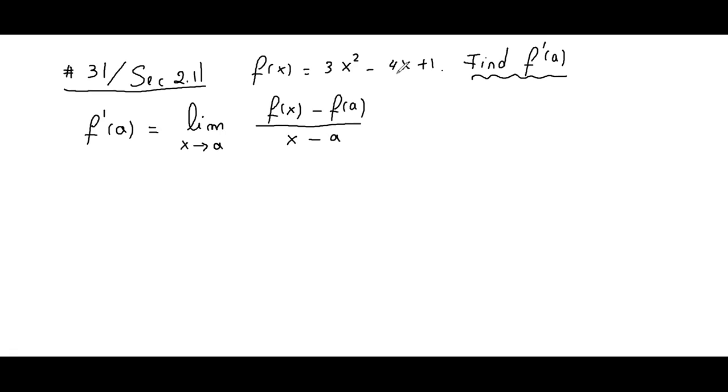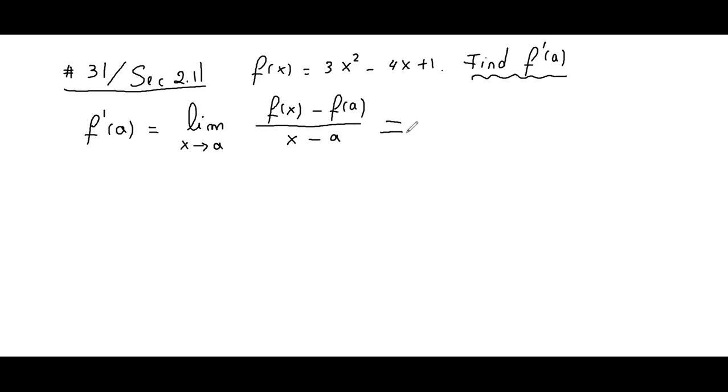All right, so this might be one of those few things in calculus that you actually need to memorize. But just remember, this is nothing but the slope of a secant line, and it slides towards the tangent line as x slides towards a.